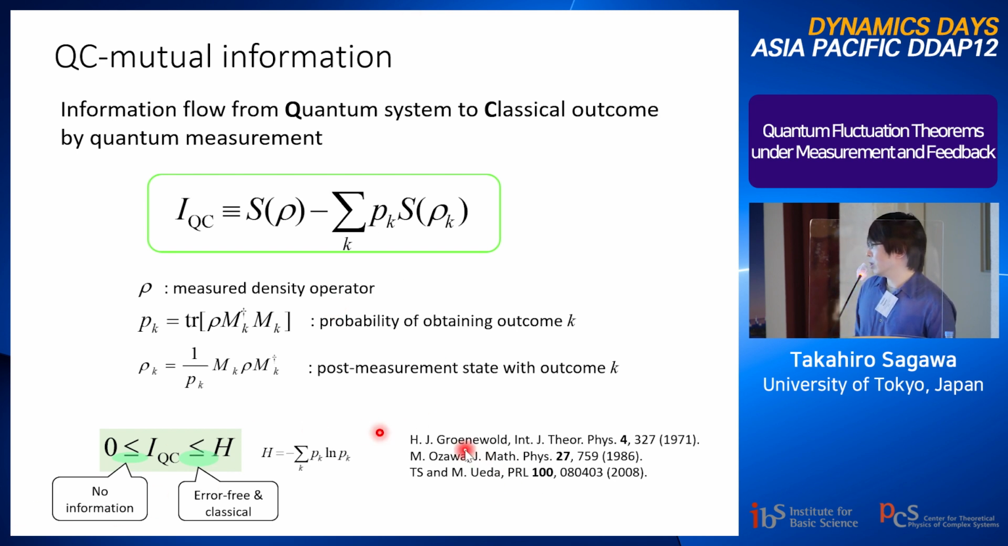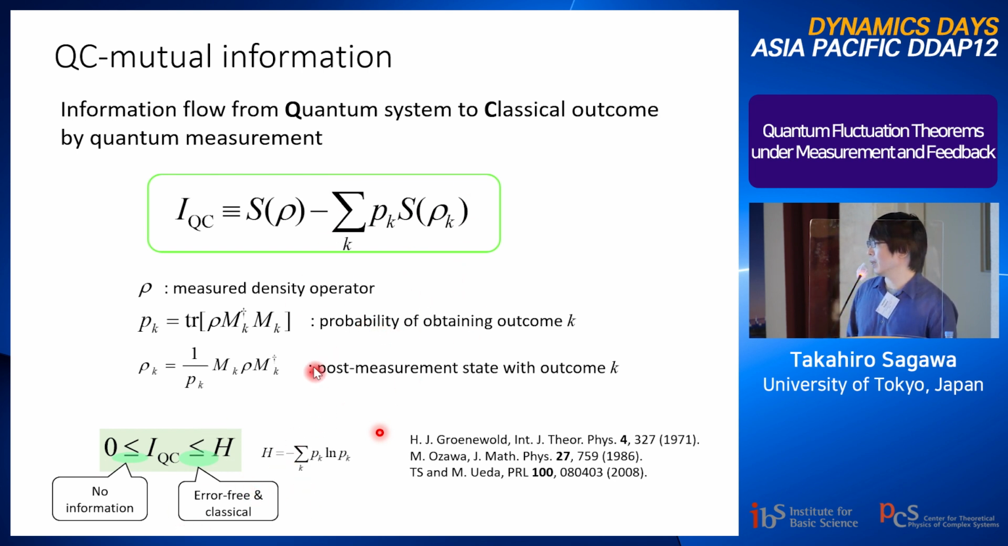This is also known as the Holevo information, which was originally introduced in the 1970s by Holevo. And this is a little involved, but it is essentially given by the difference between the von Neumann entropy of the measured state and the average von Neumann entropy of the post-measurement state.